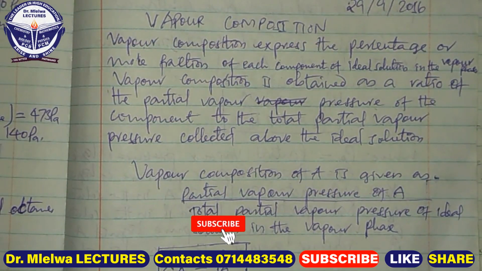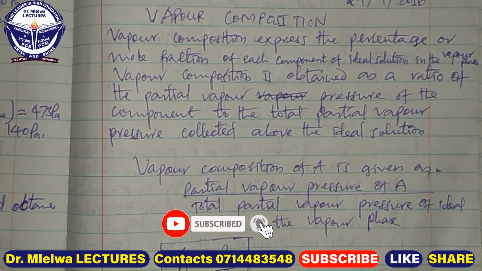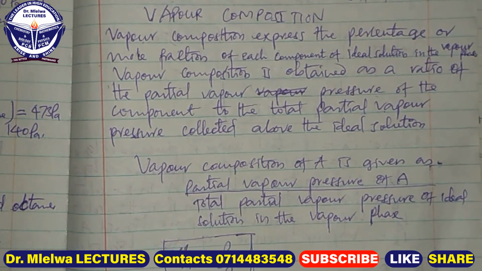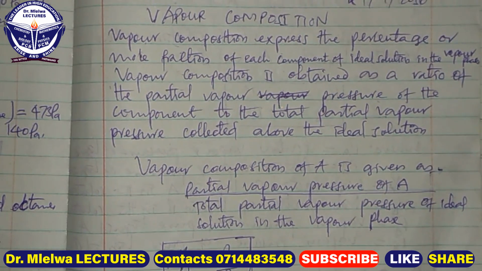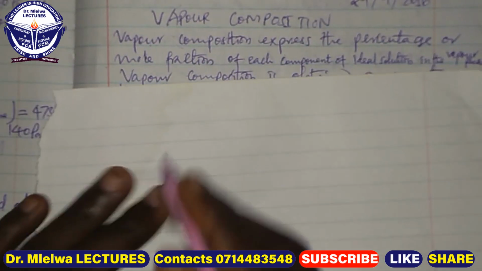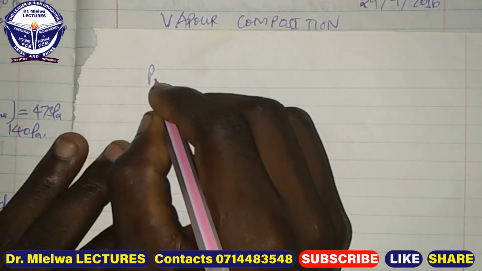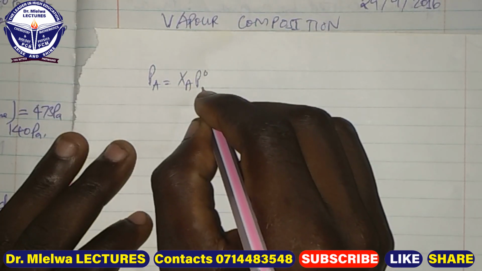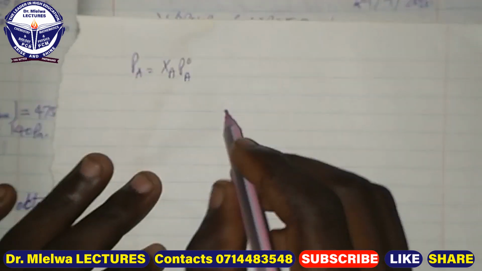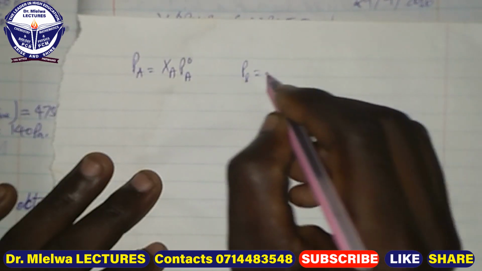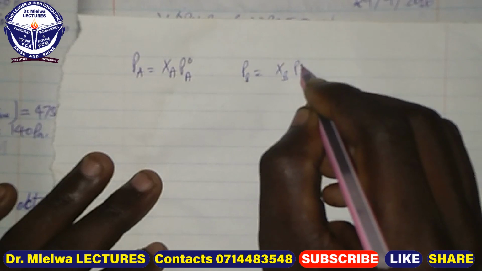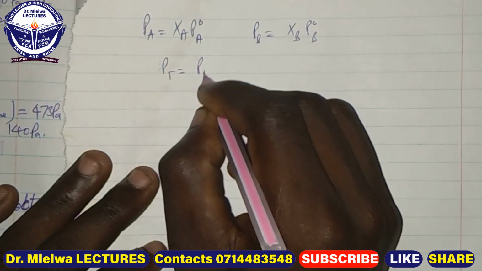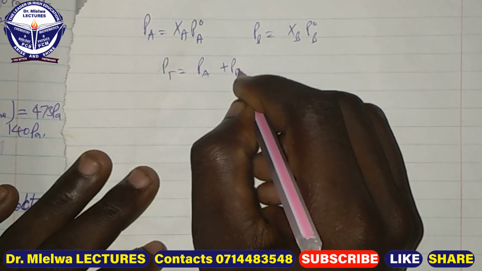Welcome back, friends. In today's session we are going to discuss vapor composition, and we will move to a few examples about Raoult's law. Now if you remember, in the previous session we said that according to Raoult's law, pressure of A is equal to mole fraction of A times partial pressure of pure A, and pressure of B is equal to mole fraction of B times partial pressure of pure B. We said pressure total is equal to pressure of A plus pressure of B.